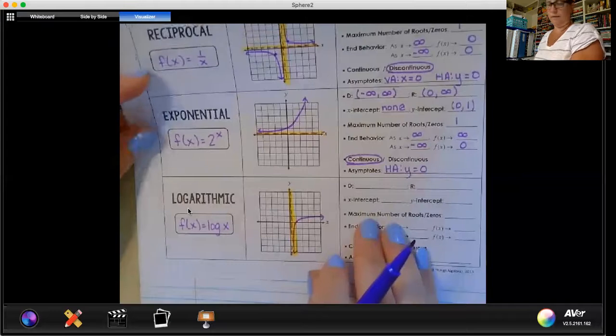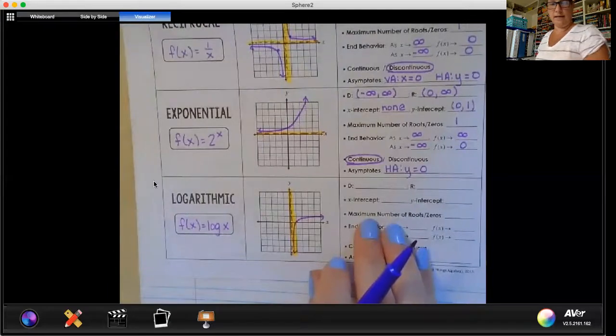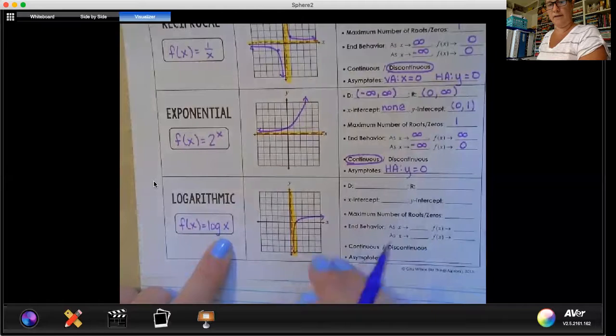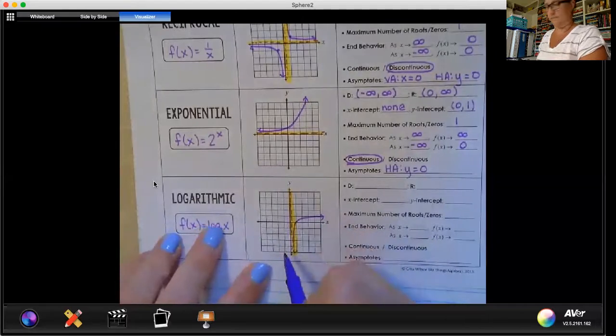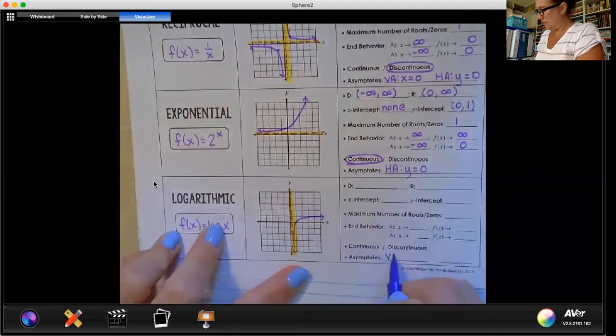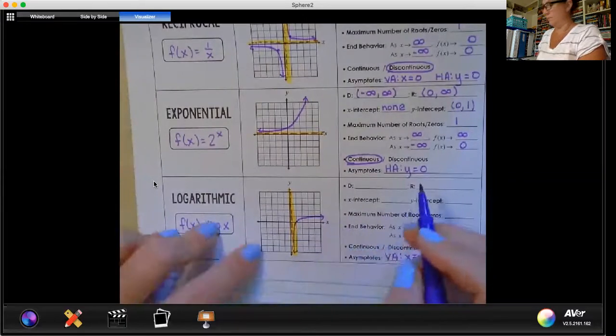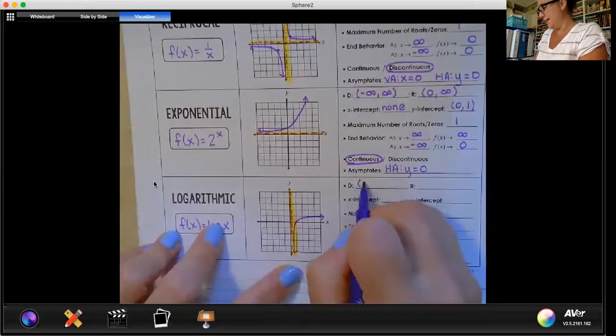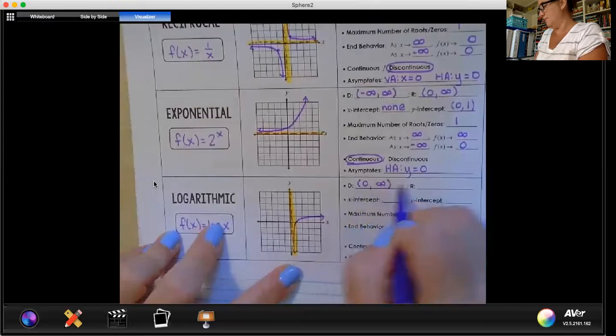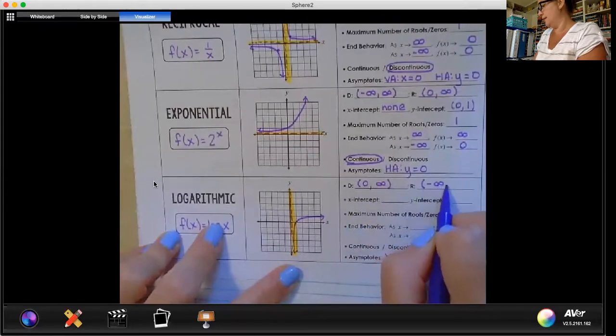And finally, logarithmic. We are going to do a whole chapter on logs next. So this is kind of an intro to that. F of x equals log of x. Your asymptote is vertical at x equals 0. Again, you have a curve that goes up, but it is in quadrants 1 and 4. So this time your domain has a restriction, 0 to infinity, and your range does not.